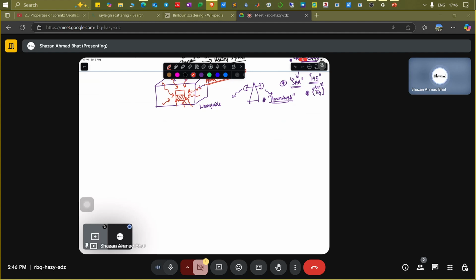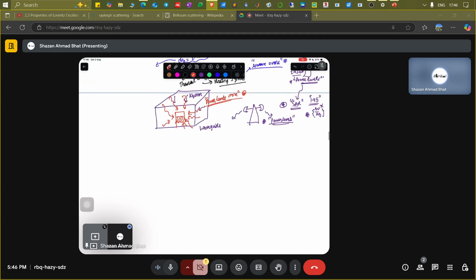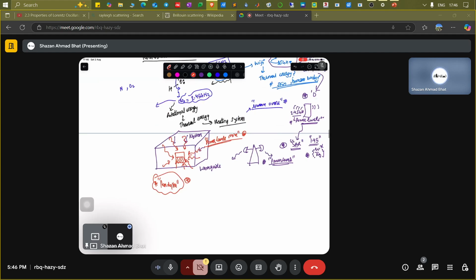Now it also depends upon the penetration depth of your microwave signal. For example, you have one of the questions on the penetration depth. We will discuss the penetration depth there, while we solve the questions.